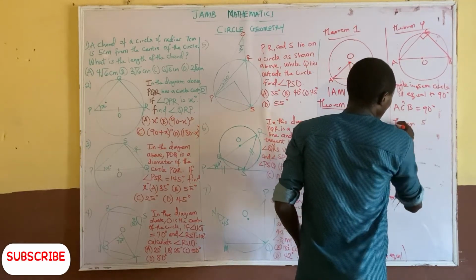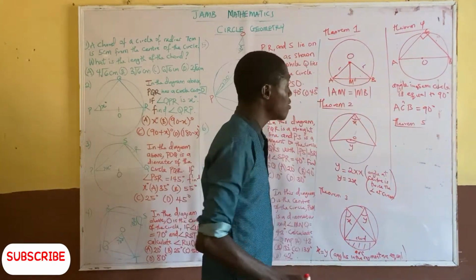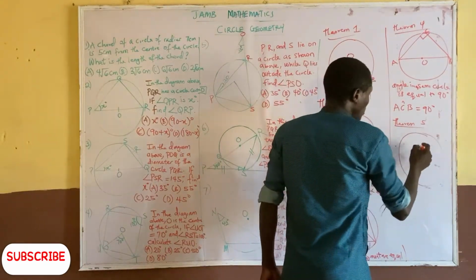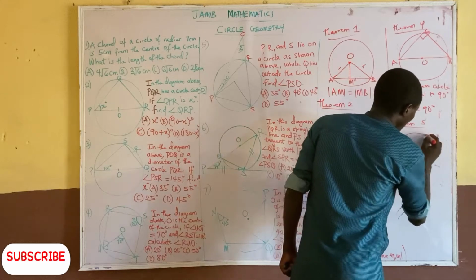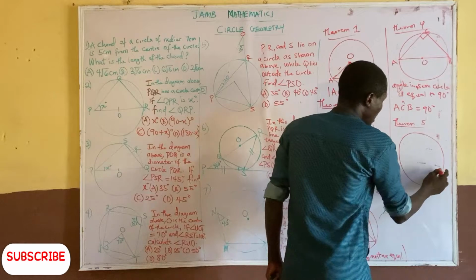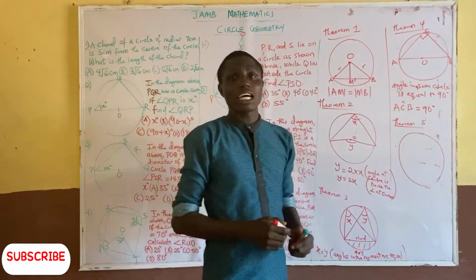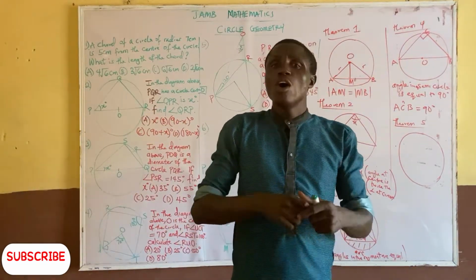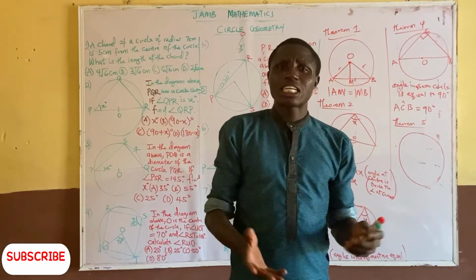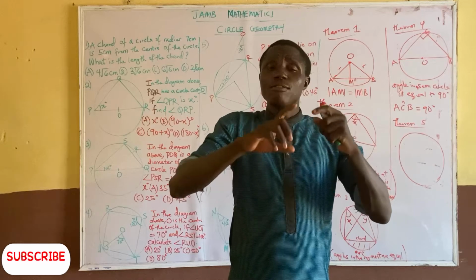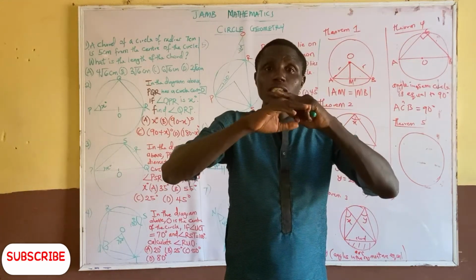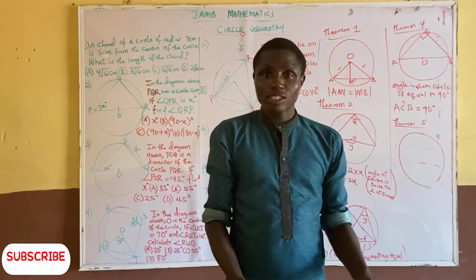So we have theorem 5. We are talking about cyclic quadrilateral. Angle in a cyclic quadrilateral. What do you mean by cyclic quadrilateral? A quadrilateral itself is a four-sided polygon, a plane figure that is bounded by four sides and four angles.